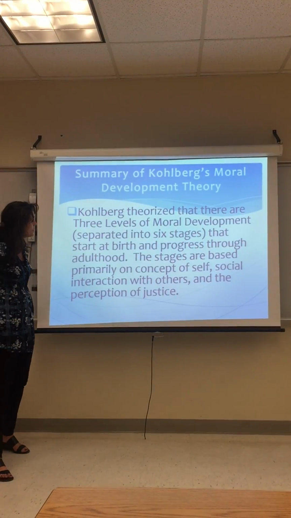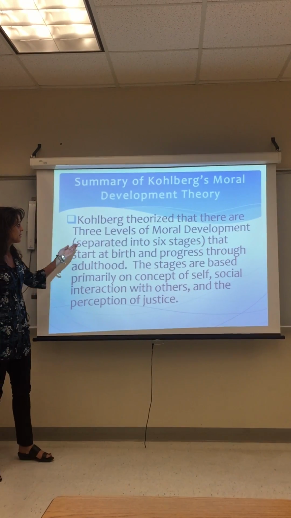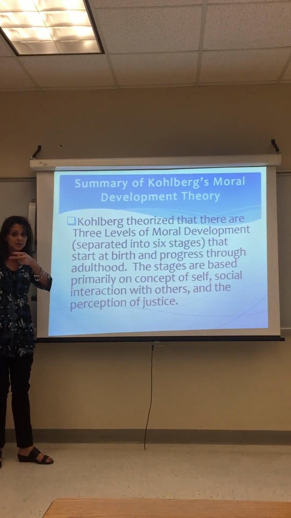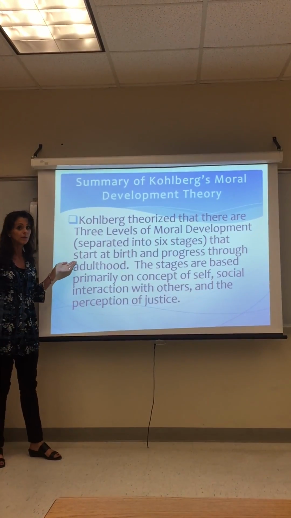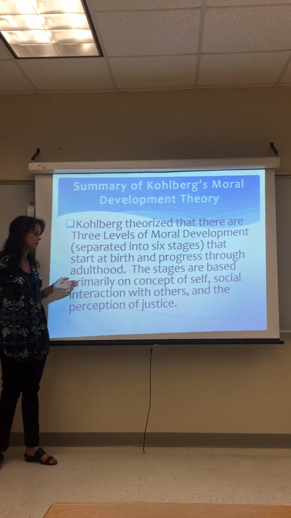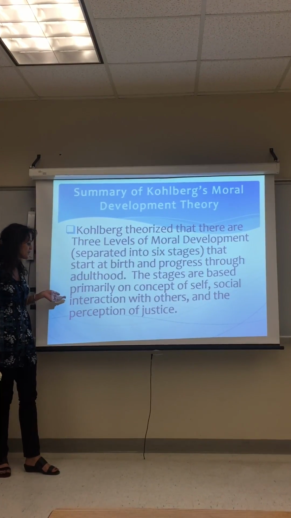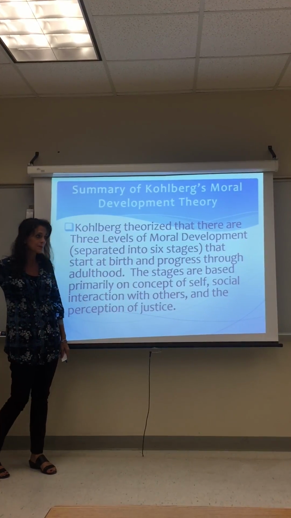So, Kohlberg's moral development theory is based on 3 different levels of moral development. They're separated into 2 stages each, so for a total of 6 stages. The stages start at birth and they progress through adulthood. They are based primarily on the concept of self, social interaction with others, and the perception of justice.